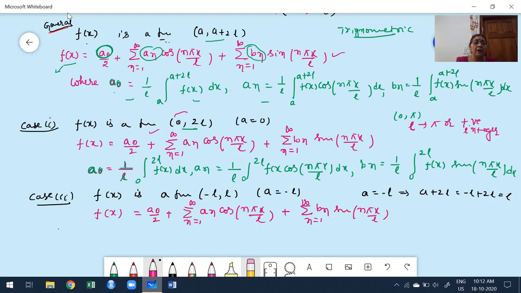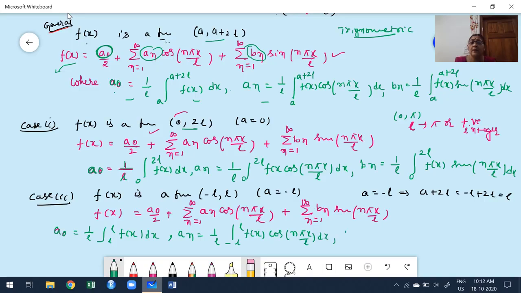Now, how to find out the values of a naught, an, bn? A naught is 1 by L, integral from minus L to L, f of x dx, and then an is 1 by L, integral from minus L to plus L, f of x cos of n pi x by L with respect to x. Bn is 1 by L, integral from minus L to L, f of x sin of n pi x by L with respect to x.